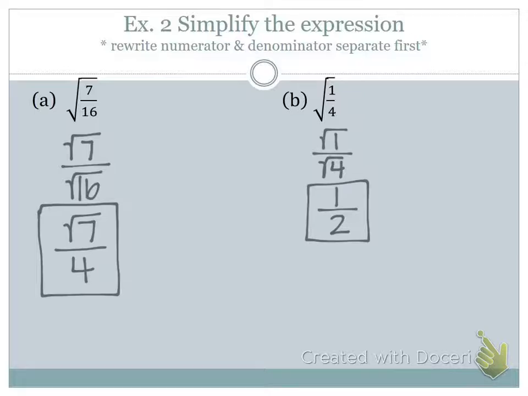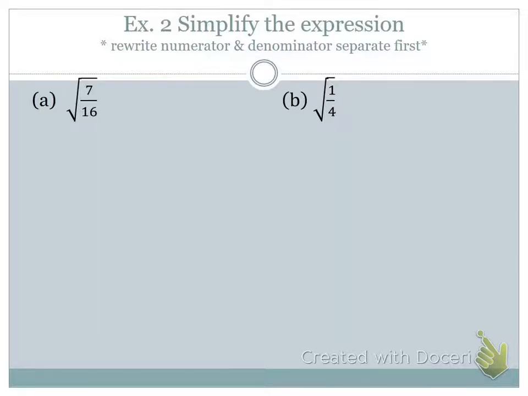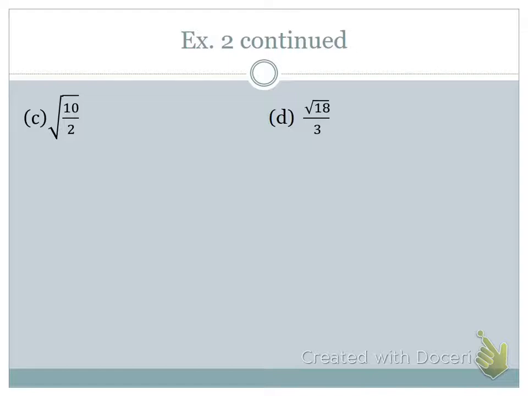All right, example 2 continued. Same thing, we're trying to simplify the expression. Now look at the square root of 10 over 2. So far, we've had proper fractions underneath the radical. All right, 7 over 16, 1 over 4. But what do we notice about 10 over 2? It's improper. So let's try to do the work under the radical before we do any kind of separating.